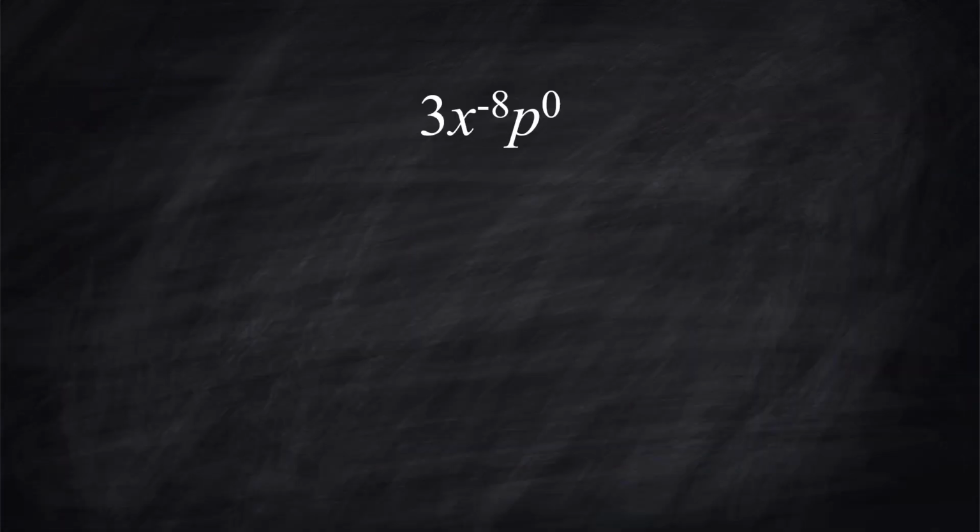This first problem, we have 3 times x to the negative 8 times p to the 0. Now in that video where I explain why negative exponents work the way they do, I also go over why anything to the 0 power equals 1. So this problem rewrites as 3x to the negative 8th times 1. So you can kind of ignore the 1.